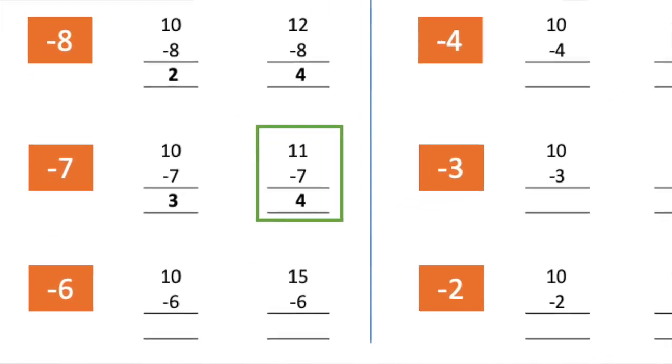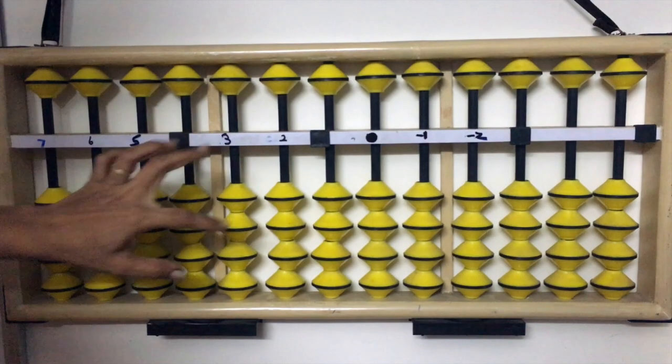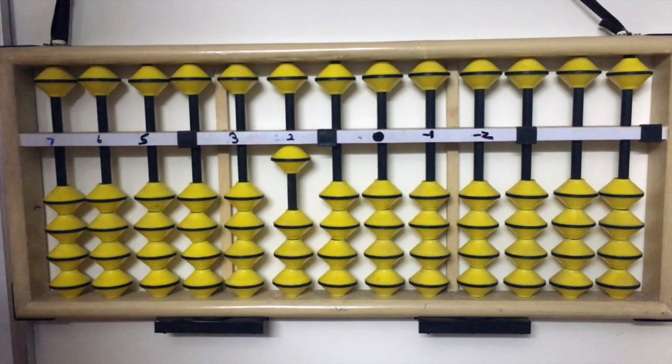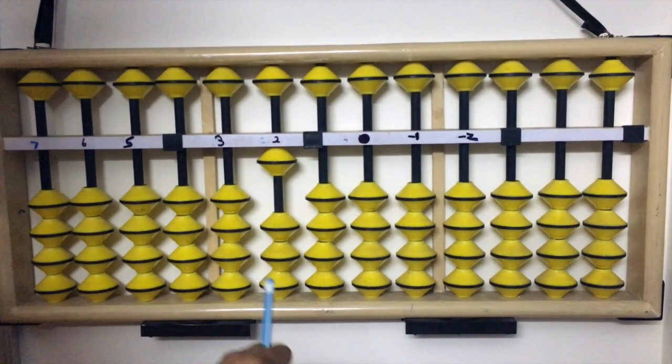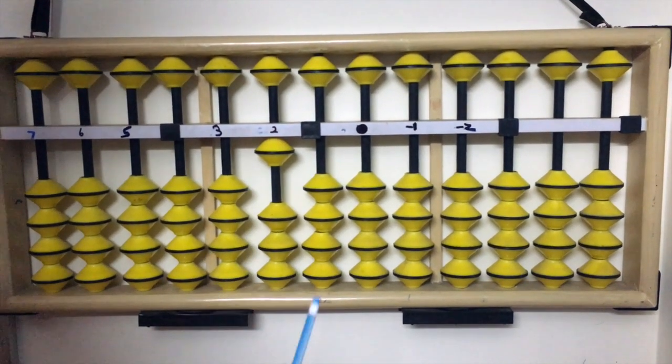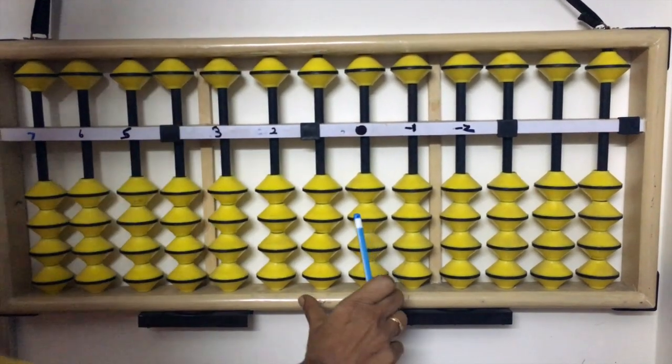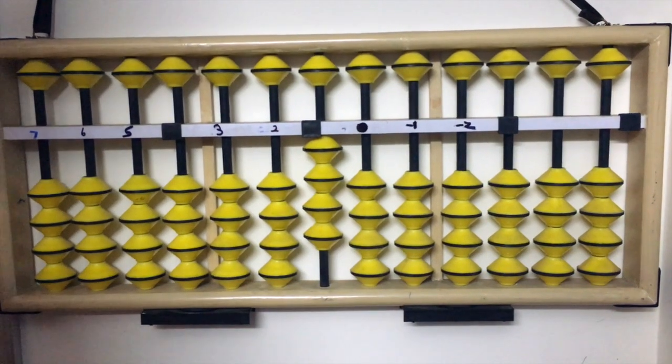Next, 10 minus 6. How to do minus 6? Friend of 6 is 4. To do minus 6, we should add the friend of 6. So minus 10 plus 4. So the answer is 4.